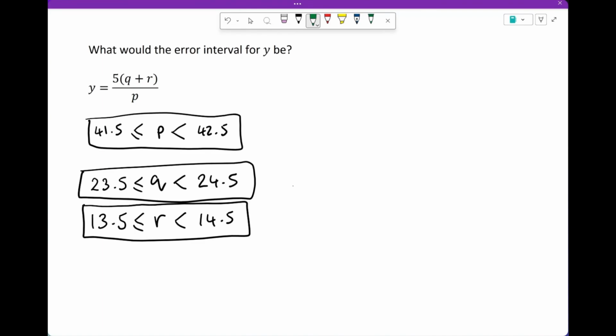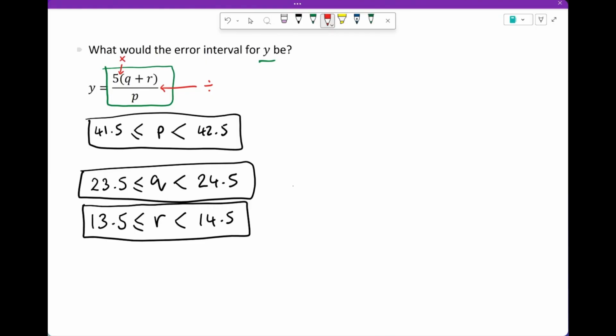We're asked what is the error interval for y, and we've got the calculation of y written here. The p, q, and r are the same values that we were using, so I've got the error intervals for all of them written here. Now let's just investigate this calculation and see what operations we've got going on. So we've got a fraction, so that represents division, so we're considering division. Now it appears we have some multiplication between the 5 and the brackets.